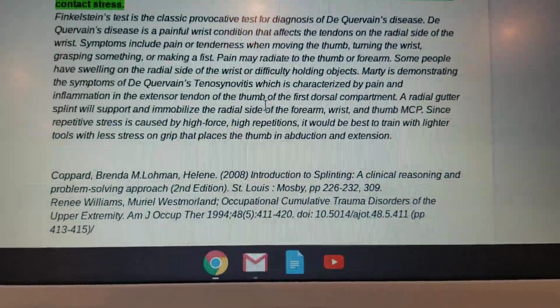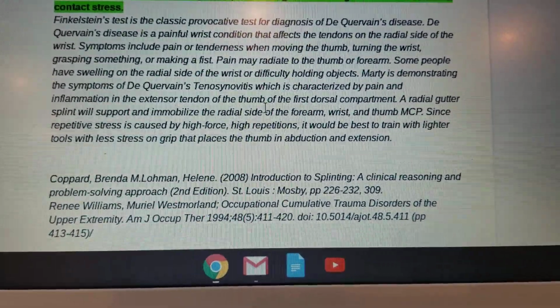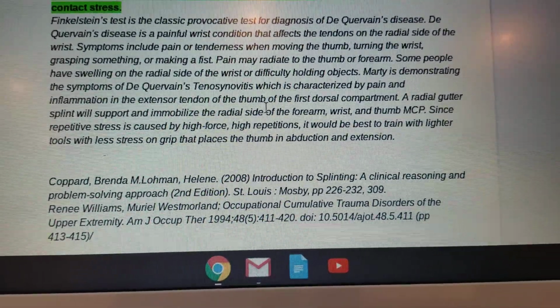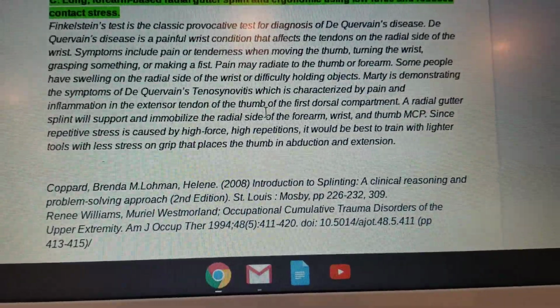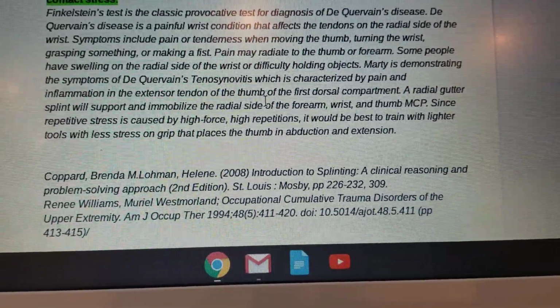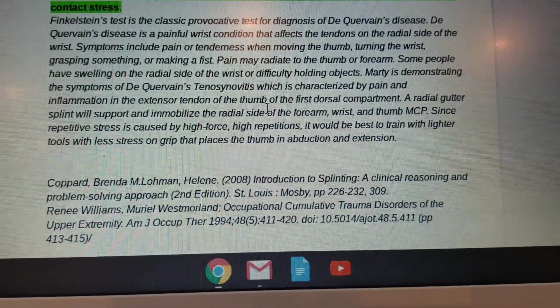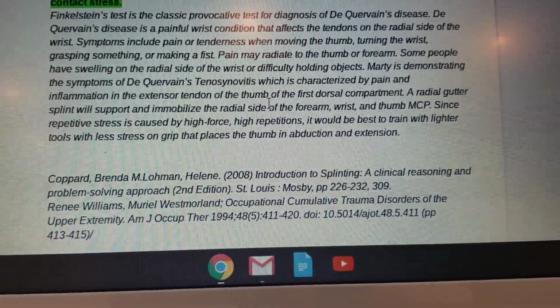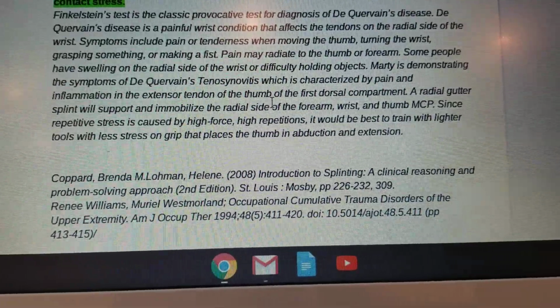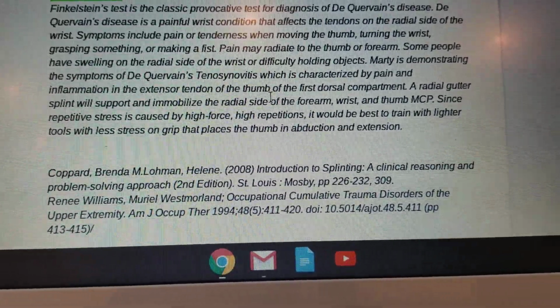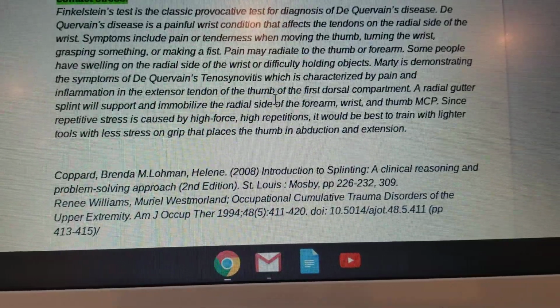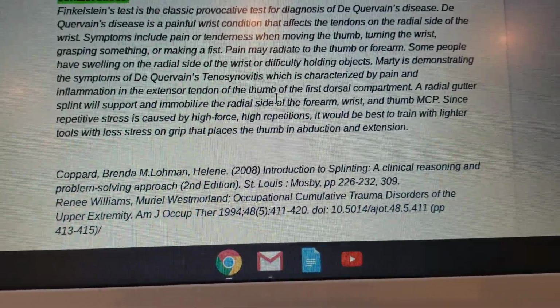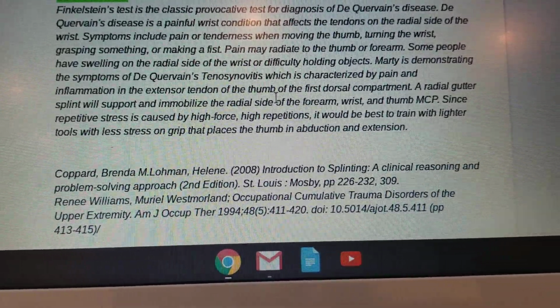The Finkelstein test is a classic provocative test for diagnosis of de Quervain's disease. De Quervain's disease is a painful wrist condition that affects the tendons on the radial side of the wrist. Symptoms include pain of tenosynovitis when moving the thumb, turning the wrist, grasping something, or making a fist. Pain may radiate to the thumb or forearm. Some people have swelling on the radial side of the wrist or difficulty holding objects.